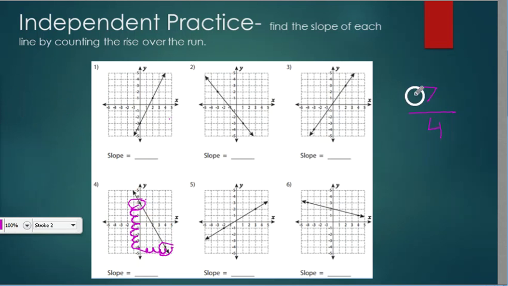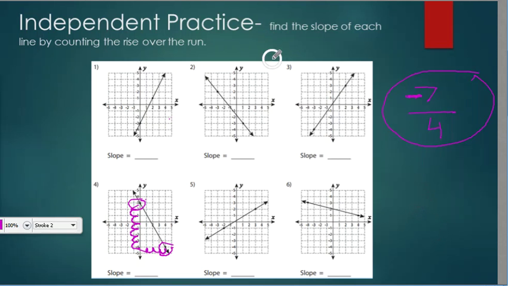So the slope of this line right here is 7 over 4. And because we moved down 7, the top number of our fraction is negative. Okay? Anytime you're moving down or to the left, you would say that is negative. Okay, so negative 7 over 4. Let's go ahead and look at another one.